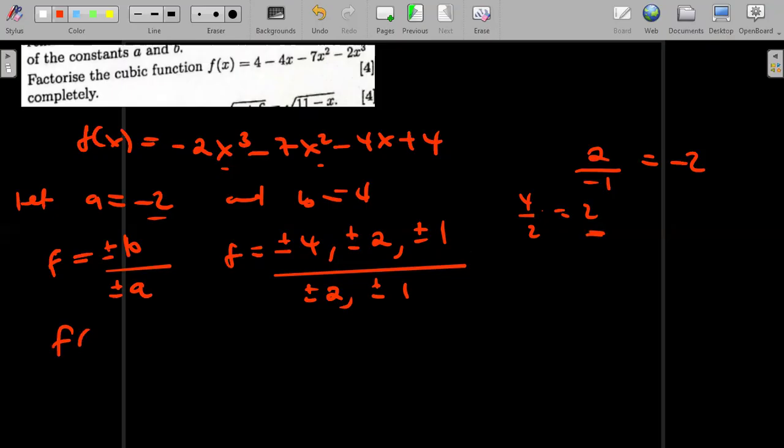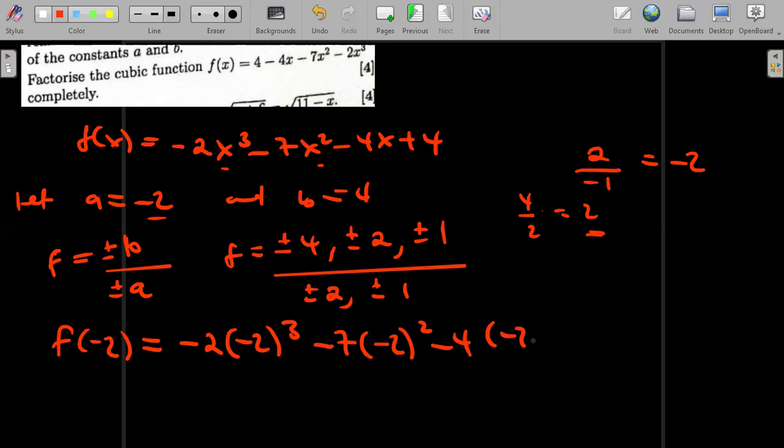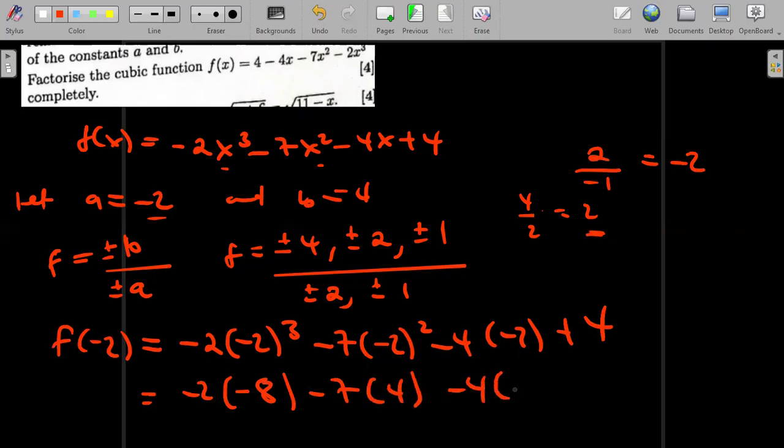If I place negative 2, I have negative 2 cubed, then minus 7 times negative 2 squared, minus 4 multiplied by negative 2, then plus 4. So I can work out this. Negative 2 cubed is negative 8. Then negative 2 squared is just 4. Then I have minus 4 here multiplied by negative 2, plus 4.